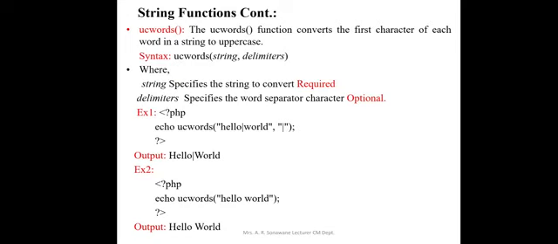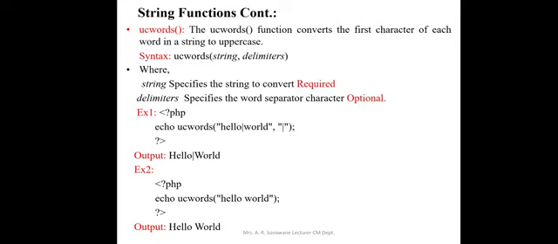The next function is the ucwords function. As the name indicates, this function converts the first character of each word of a string into uppercase. The syntax is ucwords in brackets string comma delimiter. The delimiter is nothing but the word separator that you are using. If no delimiter is used, then the default delimiter will be the space. Otherwise, the delimiter value or symbol that you are using will be considered as a valid delimiter.